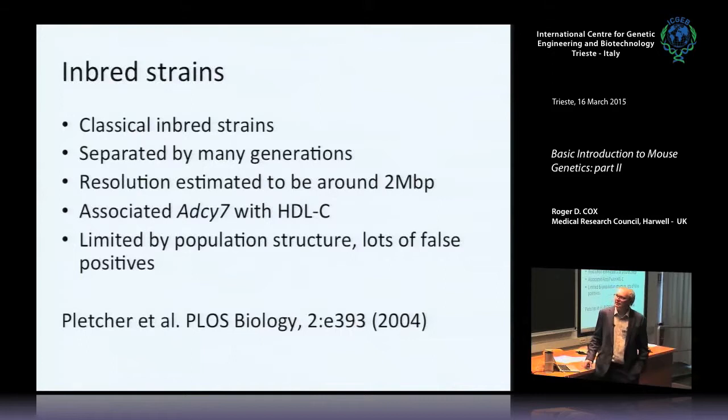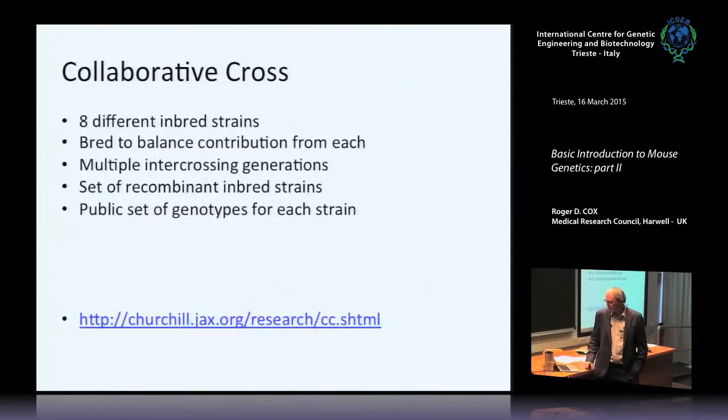They were made from classic inbred strains. I'll not put it on there, that's on the next one. The collaborative cross was made from 8 different inbred strains, with multiple intercrossing generations. So there are large numbers of recombinations, and there are also public sets of genotypes for each strain. So you can do a fairly high-resolution mapping experiment using these strains, if you import them, that is.